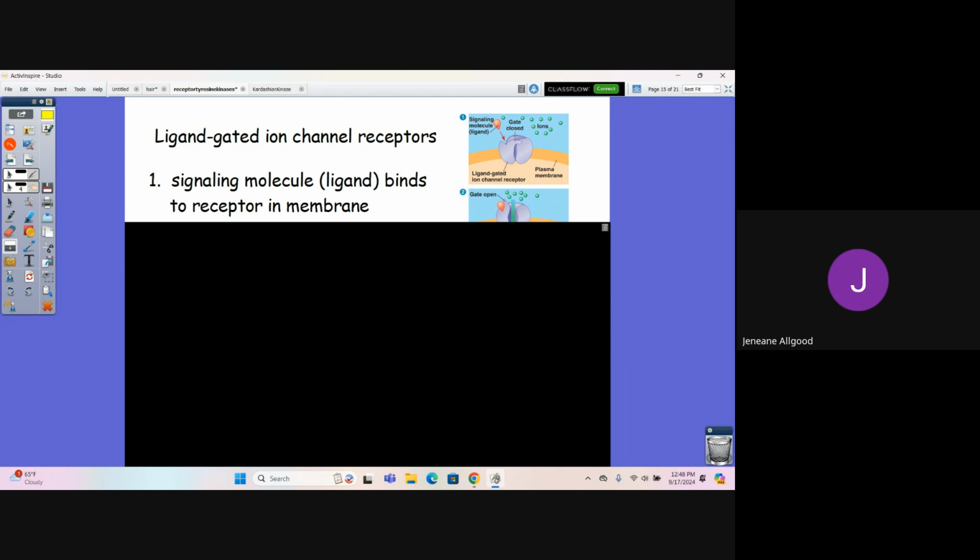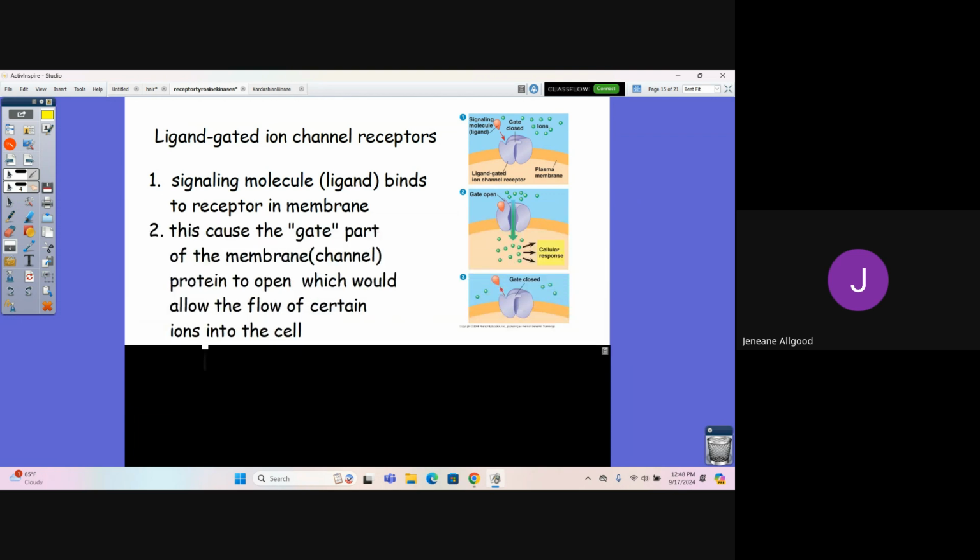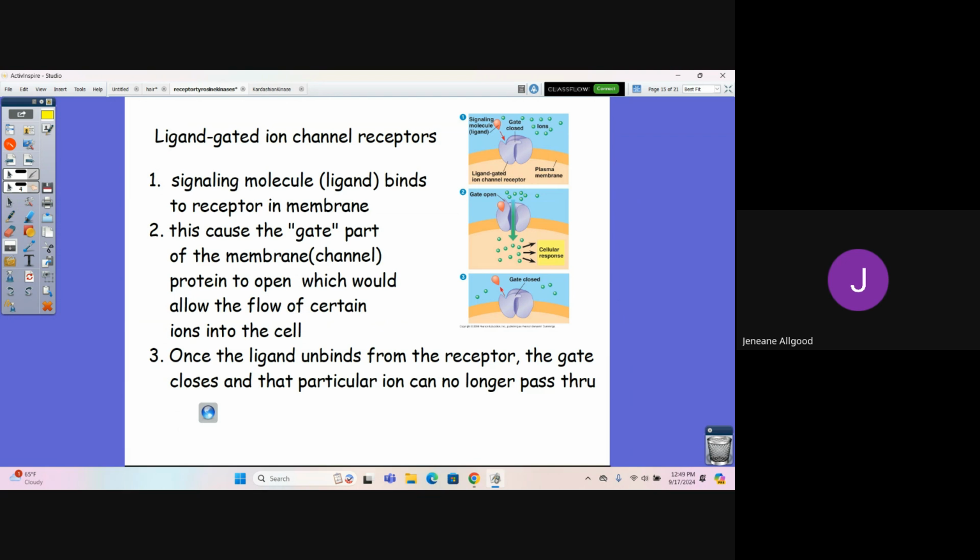Okay, so a signaling molecule ligand binds to a receptor in the membrane. This causes the gate part of the membrane, the channel part, to open. So this would be like a ligand-gated ion channel. So we talked about this with acetylcholine, how acetylcholine binds to its receptor, and that opened ligand-gated sodium channels, and sodium would rush into the cell. Once the ligand unbinds from the receptor, the gate closes, and that particular ion can no longer pass through.